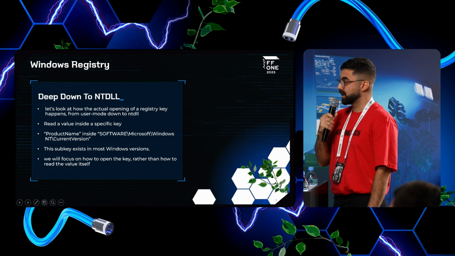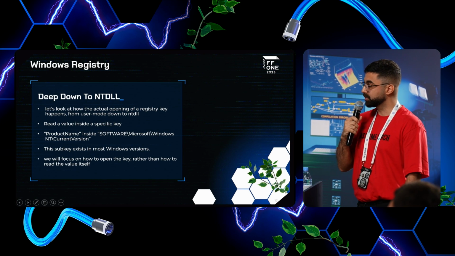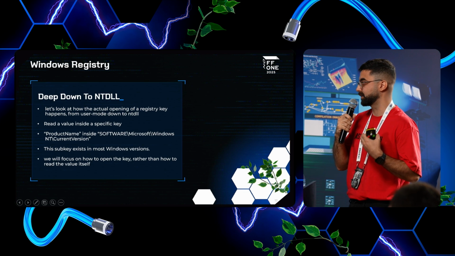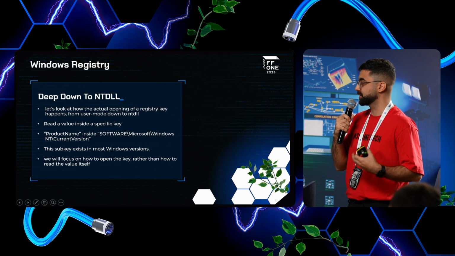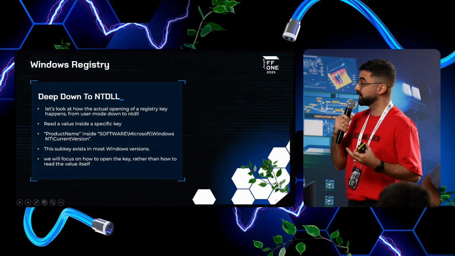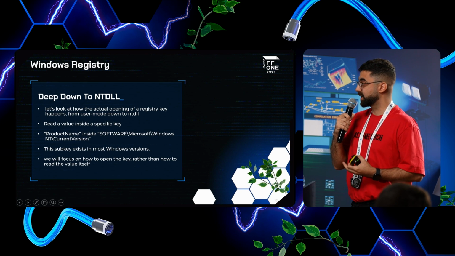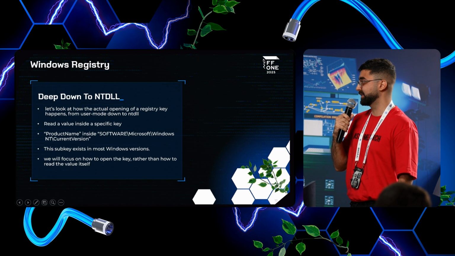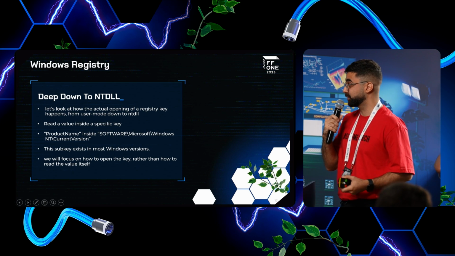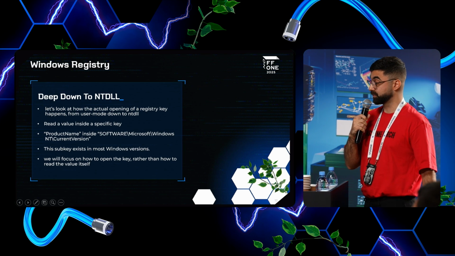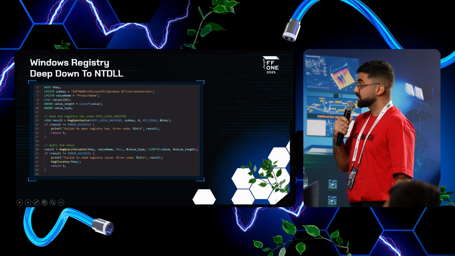Now, I want to show you, if you have a user code that reads some value called ProductName under a key, Software, Microsoft, Windows NT, CurrentVersion, what's happening from your user code till NTDLL, how this translation happens, and how we call the functions inside NTDLL. I will concentrate on obtaining the handle more than obtaining the value, because that's what's interesting for us. Now this is the code.